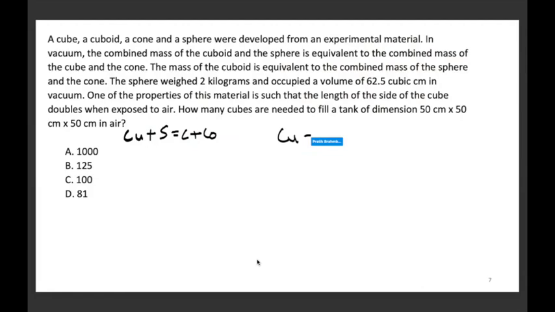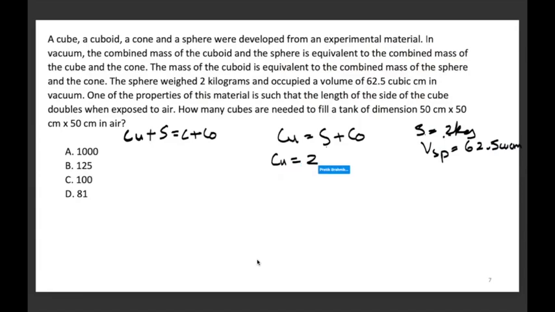Mass of cuboid is equivalent to mass of sphere plus cone, and sphere weighs 2 kilos. Its volume is equal to 62.5 cubic centimeters. We replace the value of mass of sphere in this equation. So cuboid is 2 plus cone, and then we replace this equation here. So cuboid, which is 2 plus cone, and the sphere's mass is 2 kilos, is cube plus cone. Cone gets eliminated. So mass of cube is going to be 4 kilos.